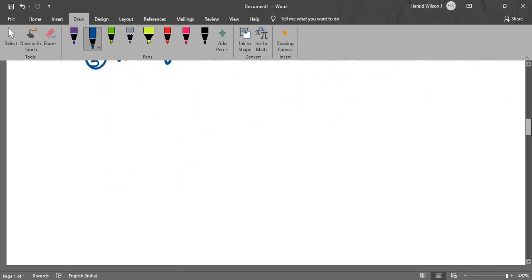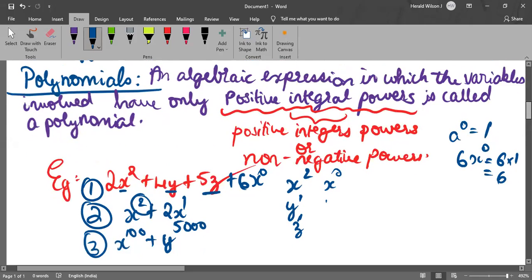So now let's move to the next concept. So the next one is not a concept, I would say, but I'm helping you to understand how we can identify whether a given expression is a polynomial or not. I told you that polynomials are algebraic expressions in which the variables involved have only positive integral powers, right?